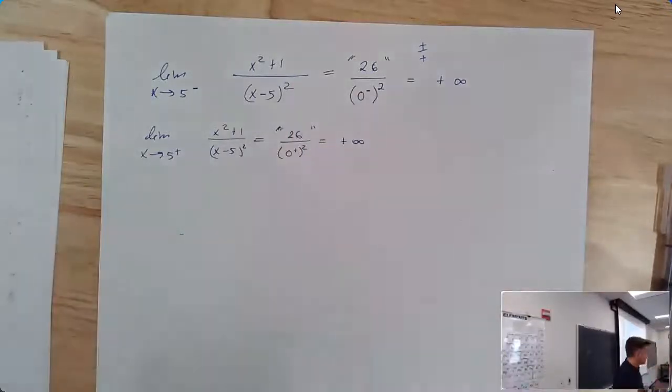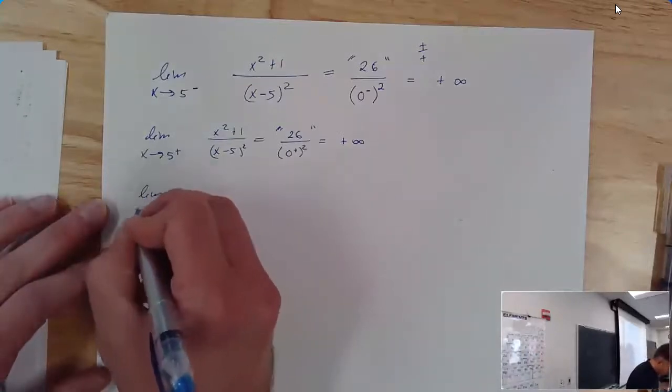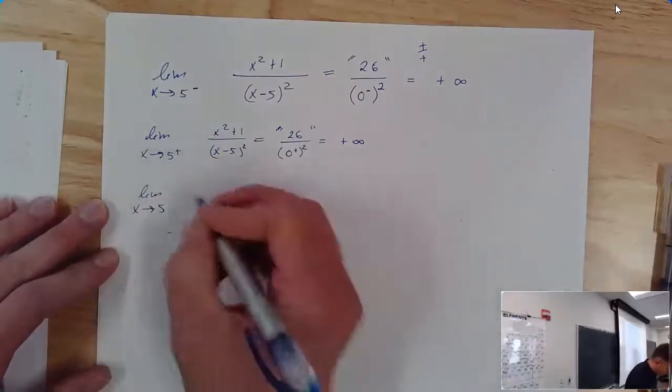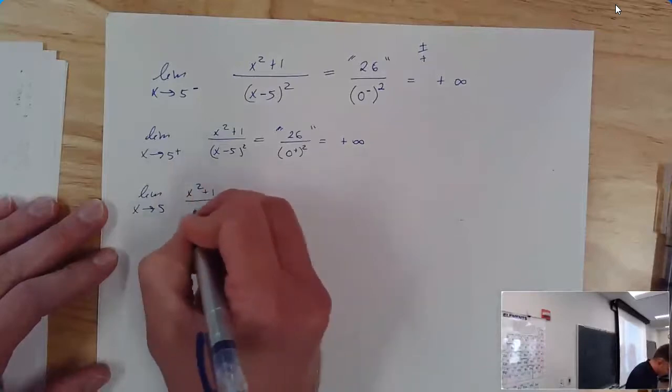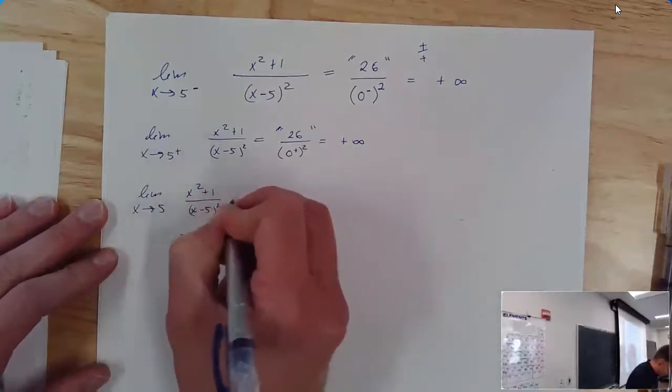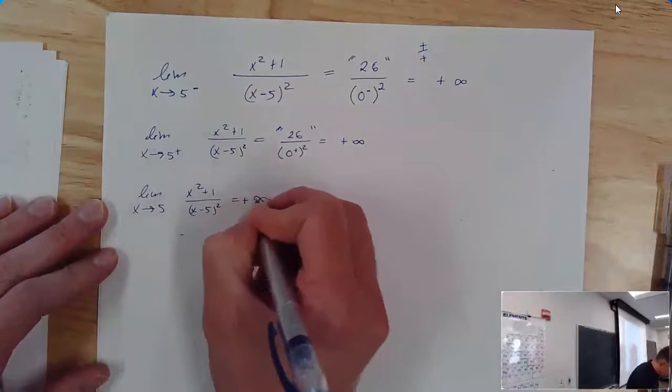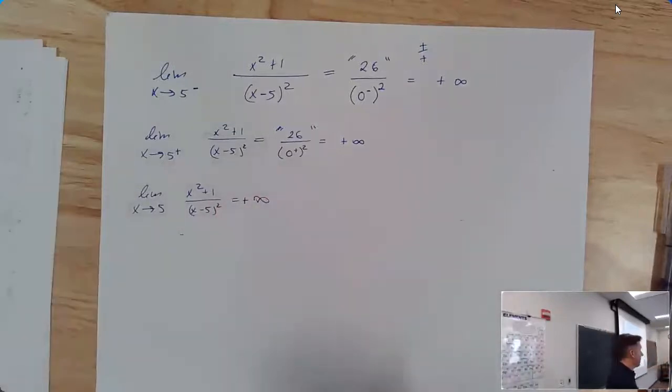So in this case, we could say, since the left-hand limit and the right-hand limit are both having the same behavior, they're both growing infinitely large, that the double-sided limit as x approaches 5 from either side of x squared plus 1 over x minus 5 quantity squared is also positive infinity. It's a totally fine thing to say.